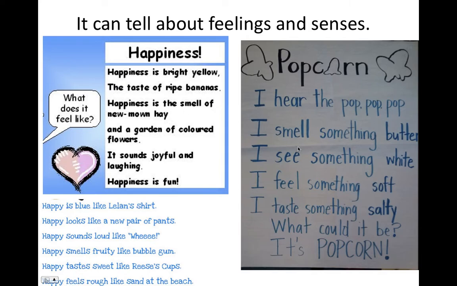And this one is all about senses too. This is about popcorn, my favorite snack. This says, I hear the pop, pop, pop. I smell something buttery. I see something white. I feel something soft. I taste something salty. What could it be? It's popcorn. So this one is a fun poem to make because you could even hide your title in the beginning and have somebody guess what you're writing about by using your senses.